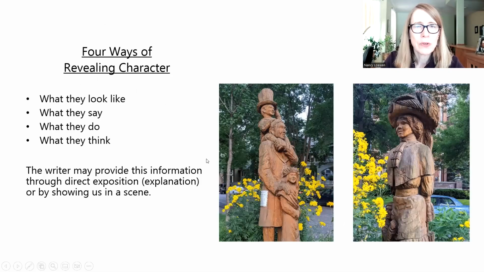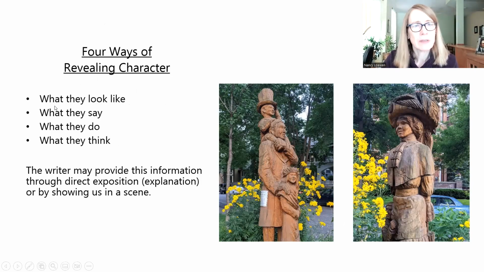Okay. So you have your character. How do we tell in fiction what a character is like? How do we let the reader know? There are four ways that we can reveal character. One is what they look like, what they say, what they do, and what they think.